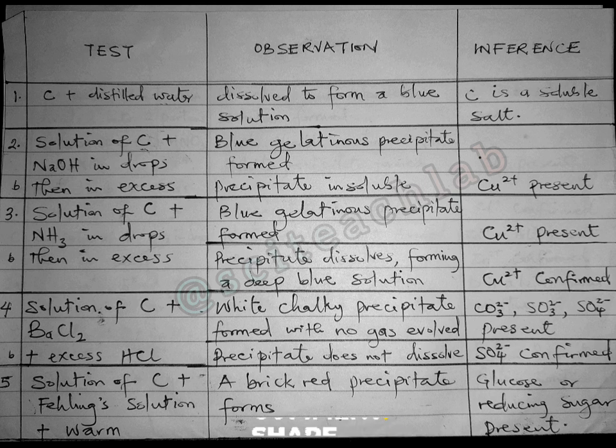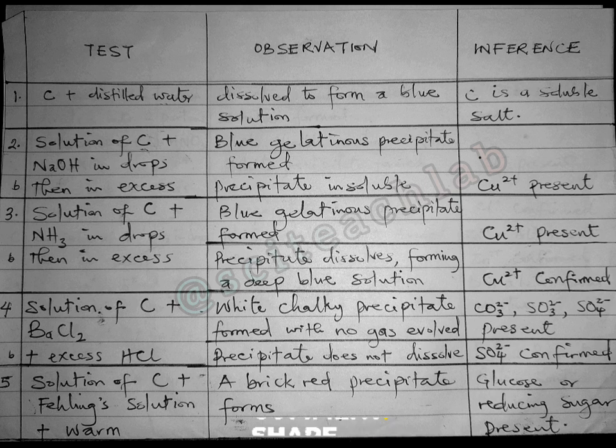And what would you observe? That a blue gelatinous precipitate will be formed. Now you then add this sodium hydroxide in excess, and you see that the precipitate does not dissolve, and that shows that there is an ion present there which could be Cu2+, copper ion. So we infer that Cu2+ is present.